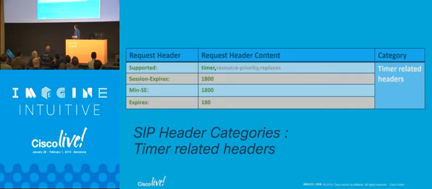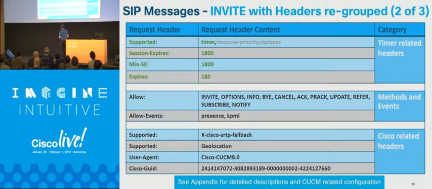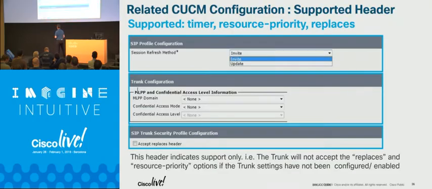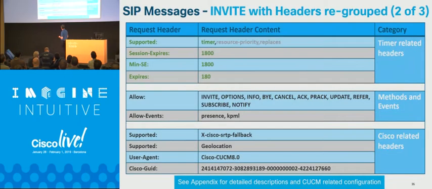So next ones are timing-related headers. So we've got supported, session expires, minimum session expires, and expires here. So we'll go through each of these briefly. So if we kind of regroup them, we've got these here. We'll talk about allow events and these briefly as well. But the first one is this timer, resource priority, and replaces, for example. So let's just go back and look at these.